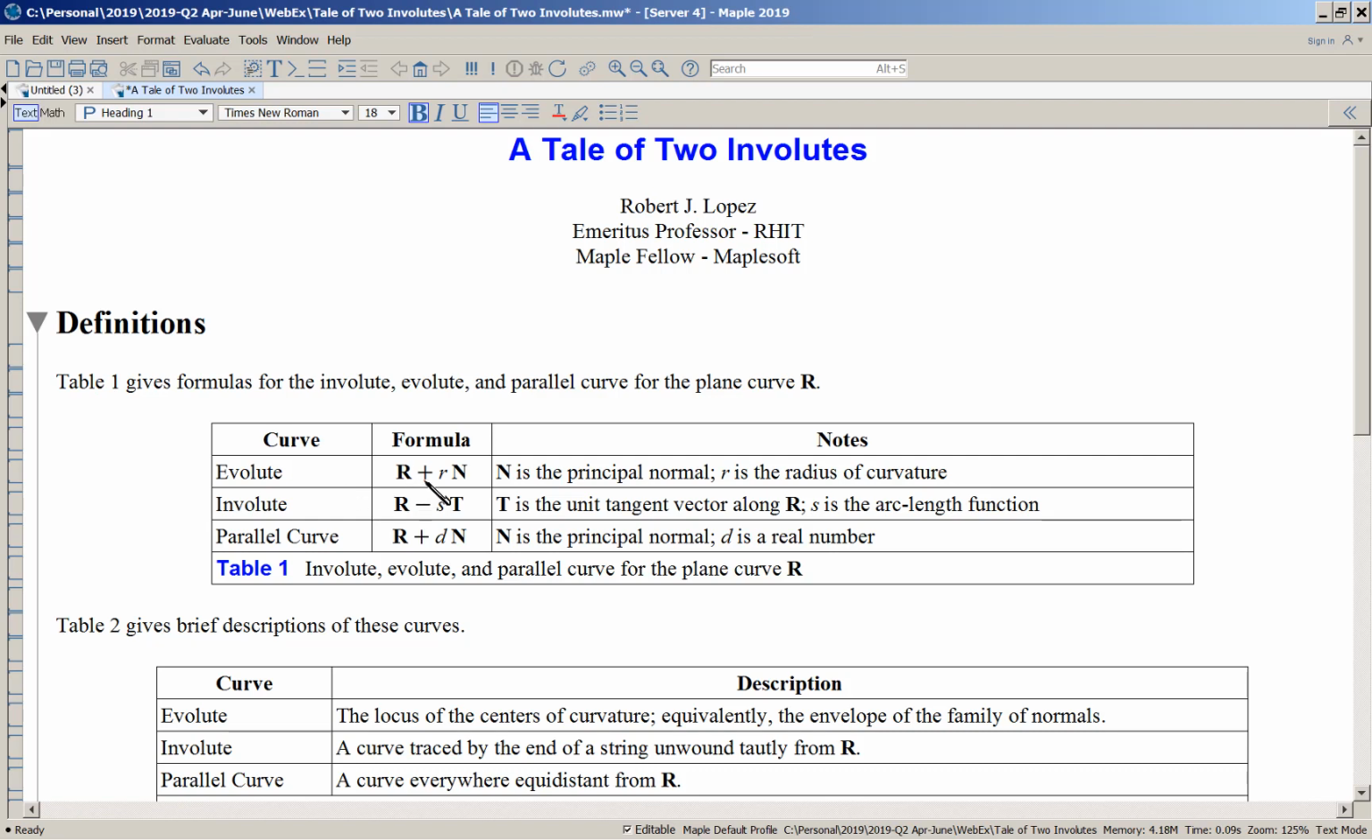Evolute. Here is an analytic representation. R is the radius vector or position vector representation of the curve. Little r is the radius of curvature, and n is the principal normal. Involute, analytic representation. S is arc length. It's the arc length function, and t is a unit tangent along the curve described by r. Parallel curves. D is a constant. R plus dn.